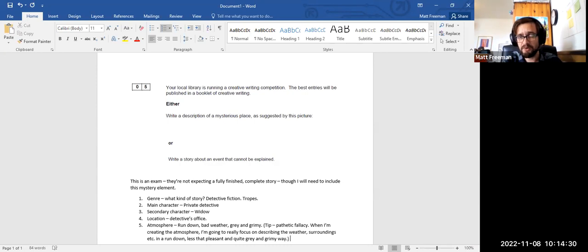Even though I'm not explicitly telling the reader that this is quite run down, quite grey, quite grimy, they'll get the idea of that because that's how I'm describing the weather. That's how I'm describing this world. My entire world is run down. It is grey. It is grimy. There's that atmosphere running throughout it. Everything within that world is like that.